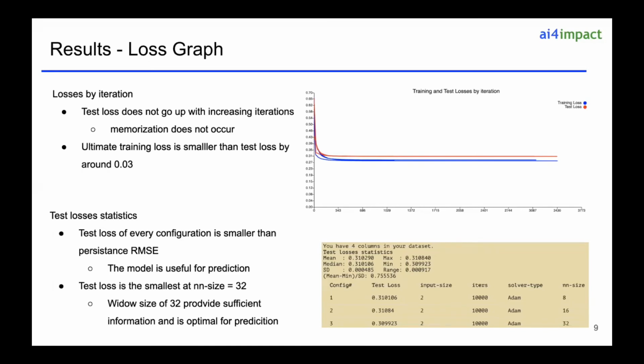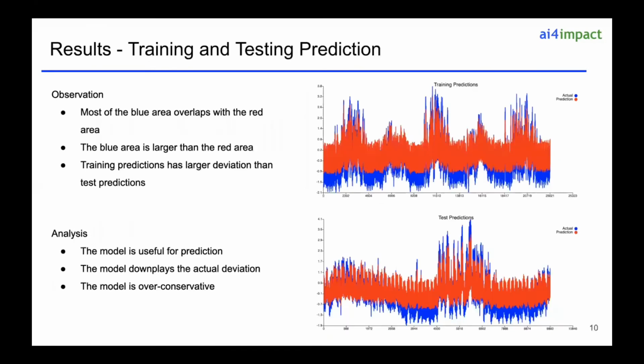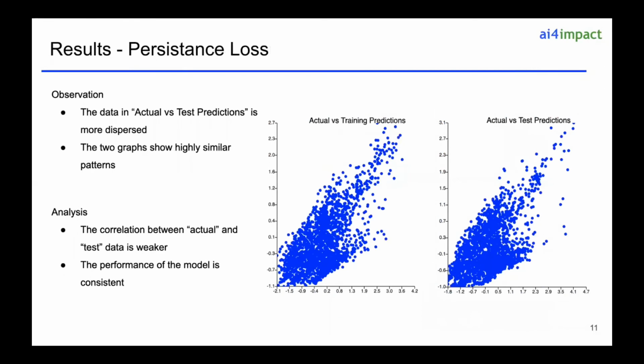We then move to the training and testing prediction graphs. Since most of the blue area is covered by the red area, it once again provides evidence that the model is useful for prediction. However, we observe that the model downplays the actual deviation and it is slightly over-conservative. For the scatter plot, we can see that the performance of the model is consistent because the two graphs show highly similar patterns, but the correlation between actual and test data is slightly weaker.